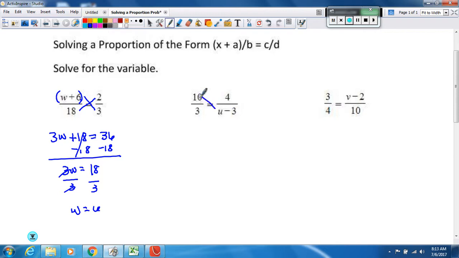This next one, again, the 10 has to go with everything. Don't forget that. So it kind of helps sometimes to put the binomial in parentheses. So 10 times u is 10u. 10 times negative 3 is negative 30. Bring down your equal, multiply the other direction. 4 times 3 is 12. I'm going to add 30 to both sides.